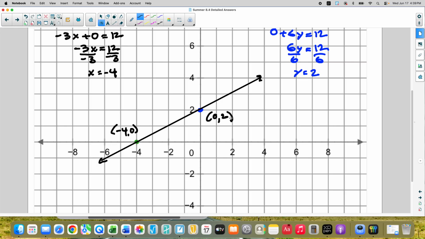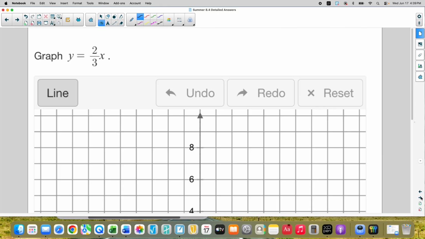Now, when you're given standard form, you only need 2 points because those are logically the 2 points that you derive, because you're getting the x and y intercept. So the 3 things that I want are 2 points, 2 coordinates, and a line with an arrow. So that would be the proper graphing of that equation. Now this is in slope-intercept form.